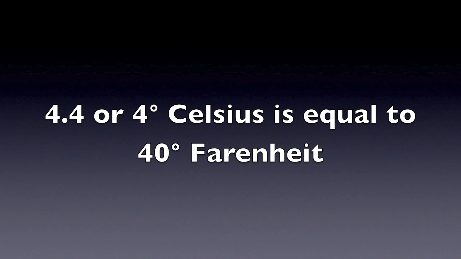When you multiply the difference of 8 by 5/9, you get the answer of 4.4. Since temperature is usually not given in decimal, you want to round down because 4 is less than 5. This gives you the answer of 4 degrees Celsius, which is equal to 40 degrees Fahrenheit.